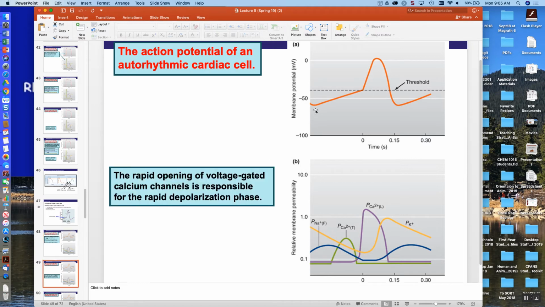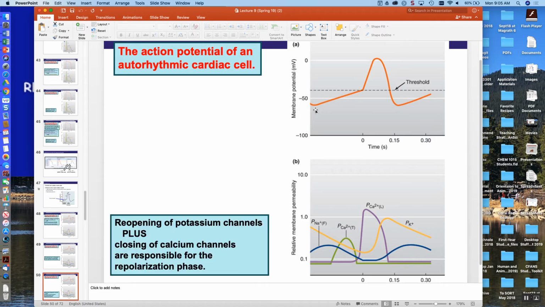The rapid opening of voltage-gated calcium channels is responsible for phase 0. This is different from the ventricular myocytes. In the SA node, it's due to voltage-gated calcium channels, and then the repolarization is due to potassium channels and the closure of the calcium channels.